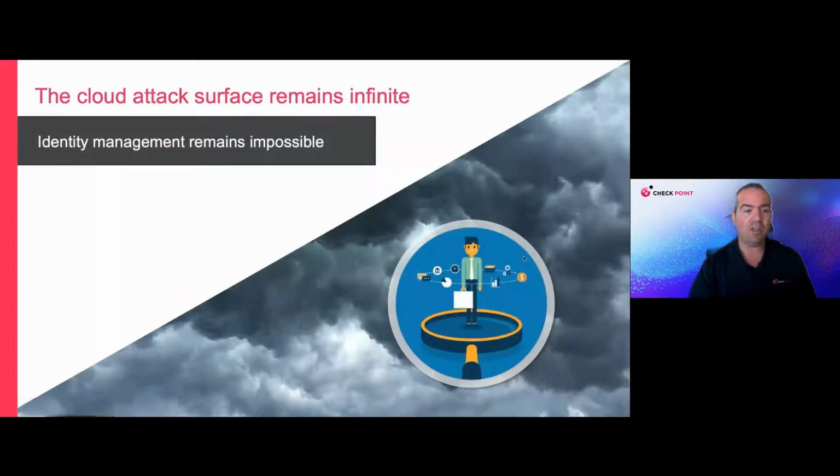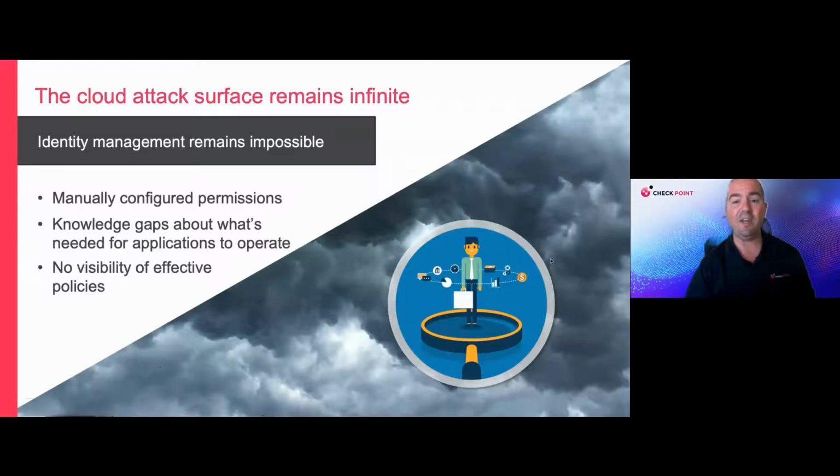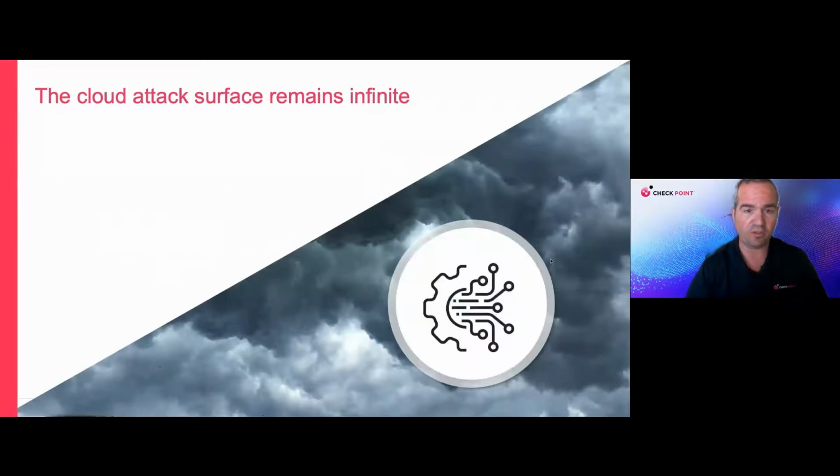The next challenge is around identity management. It remains impossible, and one of the challenges is that permissions are still configured manually, set up by developers and DevOps engineers. The SecOps team's knowledge around what's really needed for an application to operate is still based on the trust between developers, DevOps, and SecOps, and not something that the security team really has information about. There's also no visibility into what's really needed. What is the delta between what's needed and what is currently provisioned within the system?